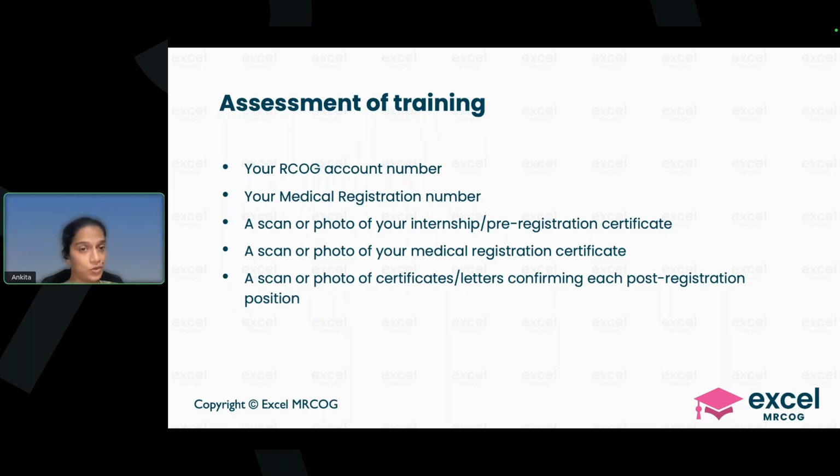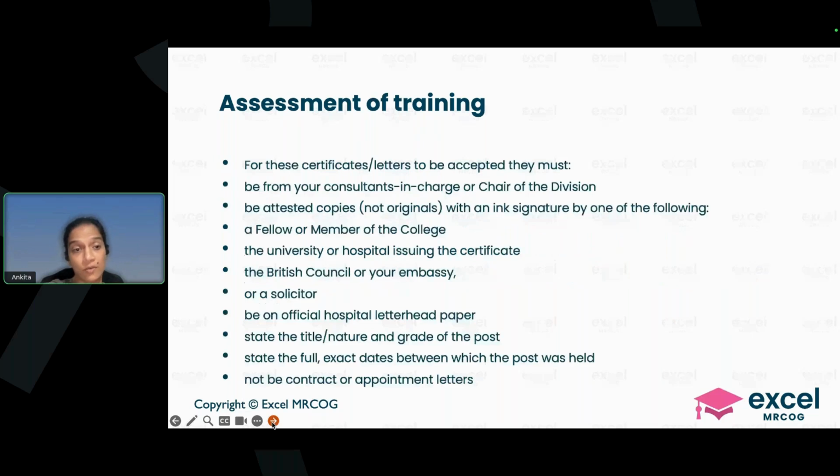Okay, so what you need is basically your account number, that is the RCOG account number. You need the medical registration number for whichever medical council you belong to. You need your internship and pre-registration certificate, medical registration certificate, and the certificates or letters confirming each post. And you would need to get this signed from your dean or from where you're employed, or even from a fellow or a member of the college. You can get it signed.